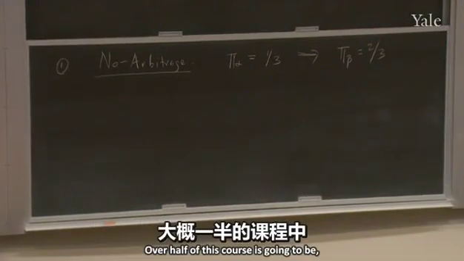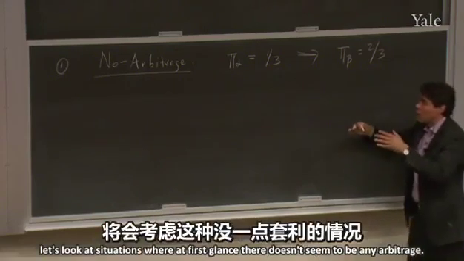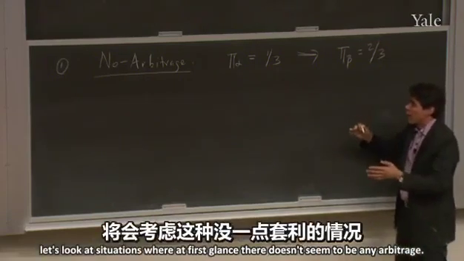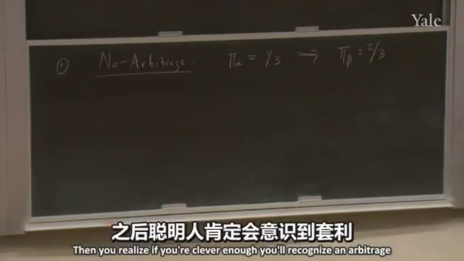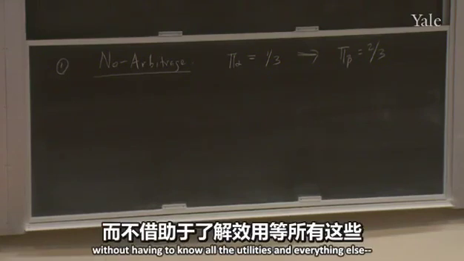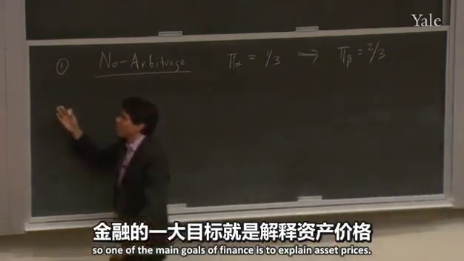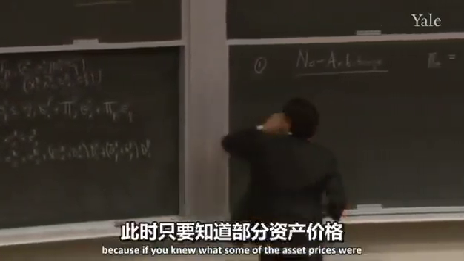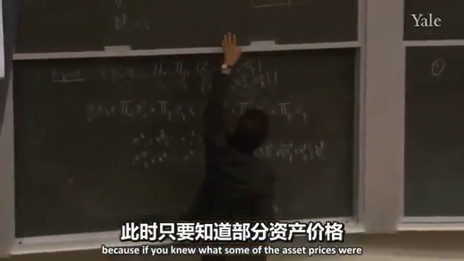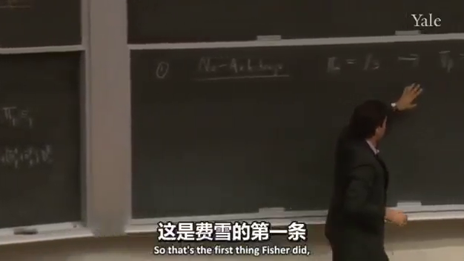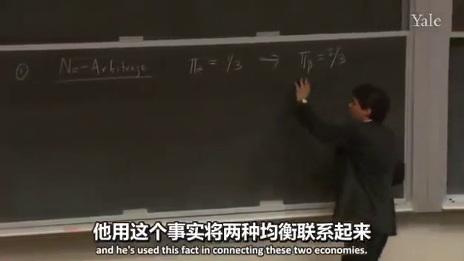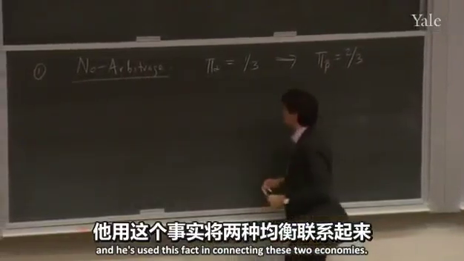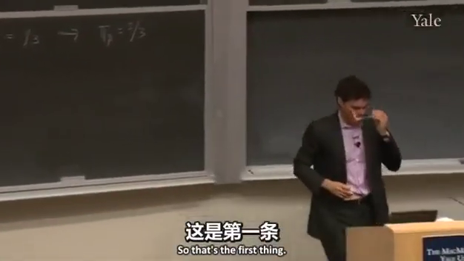Over half of this course is going to be, let's look at situations where, at first glance, there doesn't seem to be any arbitrage. Then you realize if you're clever enough, you'll recognize an arbitrage and be able to figure out all the prices without having to know all the utilities and everything else. Okay, so one of the main goals of finance is to explain asset prices. You can see how no arbitrage is going to help do that, because if you knew what some of the asset prices were, you could deduce what the rest might be. Okay, so that's the first thing Fisher did, and he used this fact in connecting these two economies.